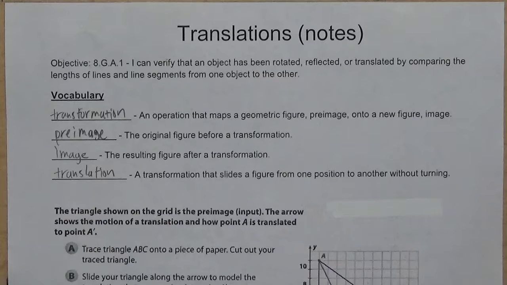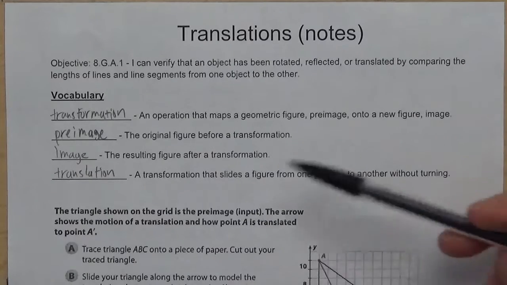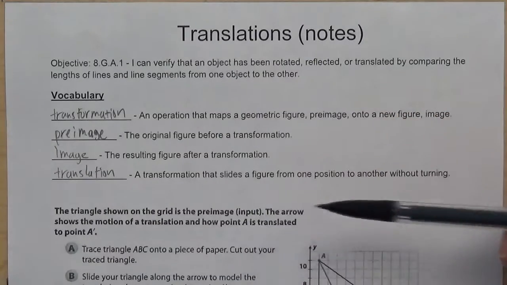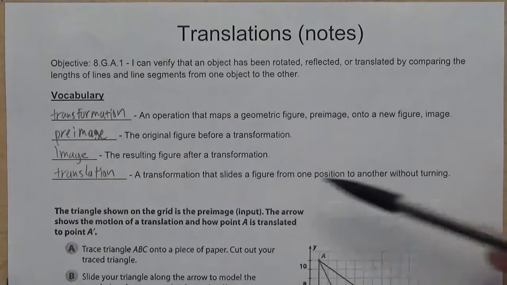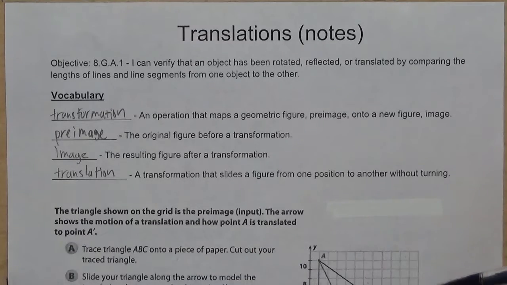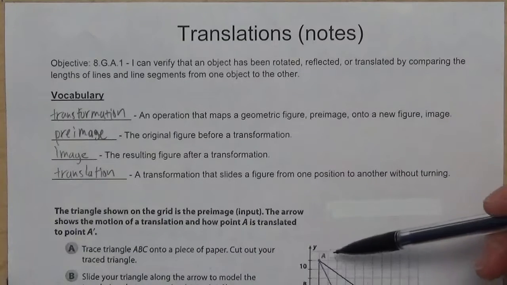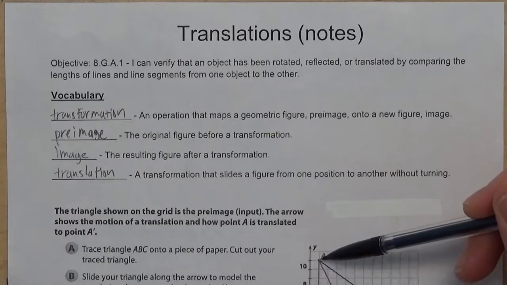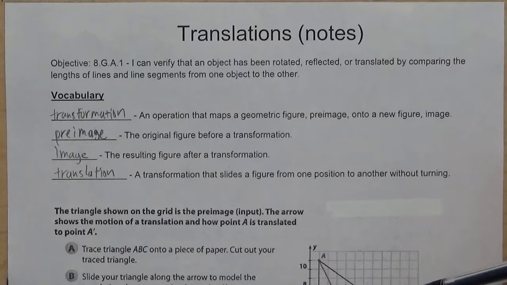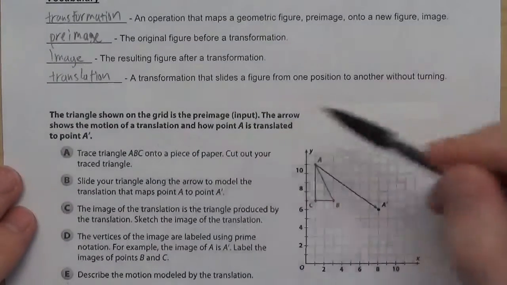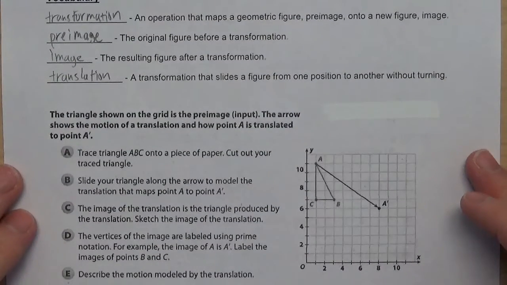The triangle shown on the grid is the preimage, called the input. The arrow shows the motion of a translation and how point A is translated to point A prime. It looks like an apostrophe there, but in geometry we call that a prime symbol. And so we would read that A prime. So basically they moved this preimage A to this spot right here where it became A prime and it became part of the image.